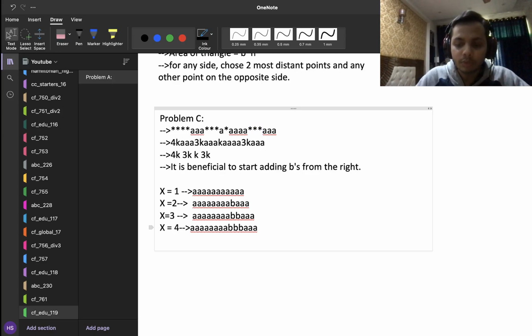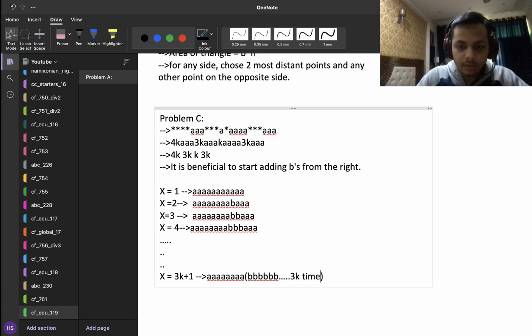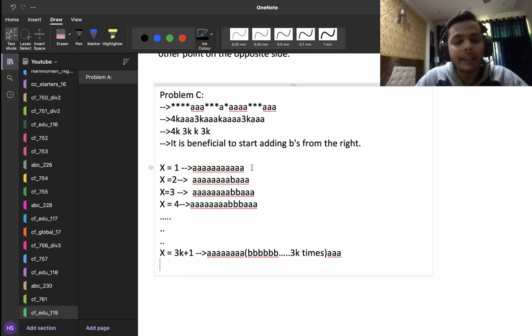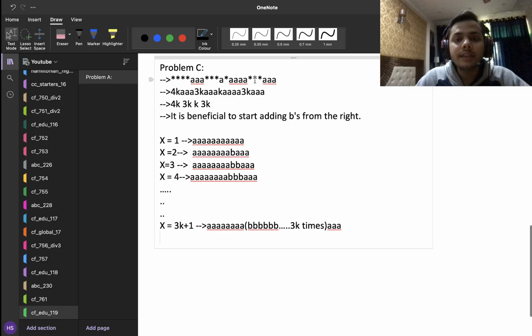So I can just keep doing this, and for x equal to 3k plus 1, what I will have is that first I will put 3 a's, then an a, then 4 a's, then I will put 3k b's. So these are 3k b's, and then another 3 a's, right? So until now, nothing is very bad here. I'm just linearly adding a b here, and my x is increasing by 1. But now I have filled my maximum capacity of b's that I could have put here, and now I have to come here, right?